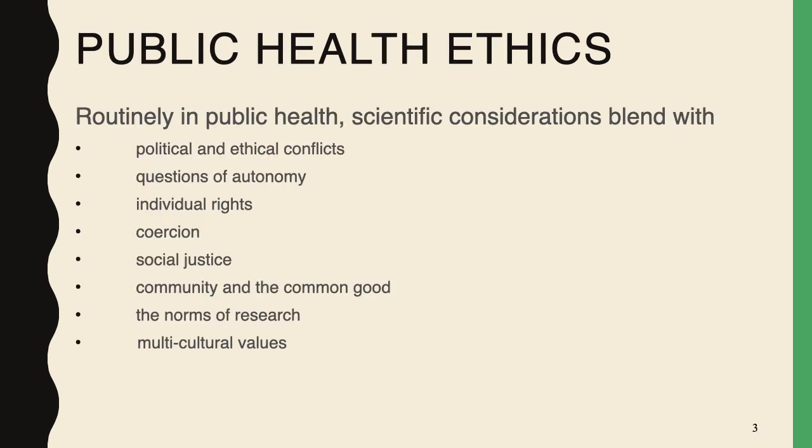Now, routinely in public health, scientific considerations blend with political and ethical conflicts, questions of autonomy, individual rights, coercion, social justice, community and the common good, the norms of research, and multicultural values. Public health ethics involve a systematic process to clarify, prioritize, and justify the possible courses of public health action based on ethical principles, values, and beliefs of the stakeholders, the scientific information, and other information available.